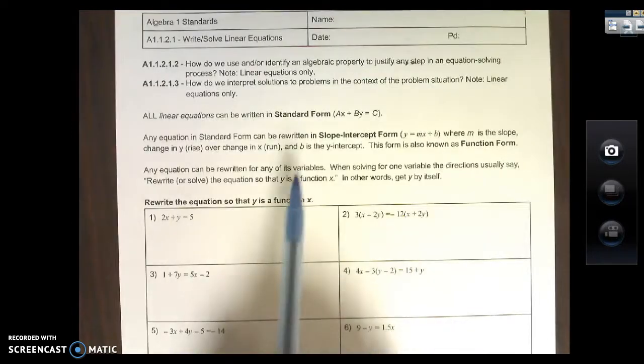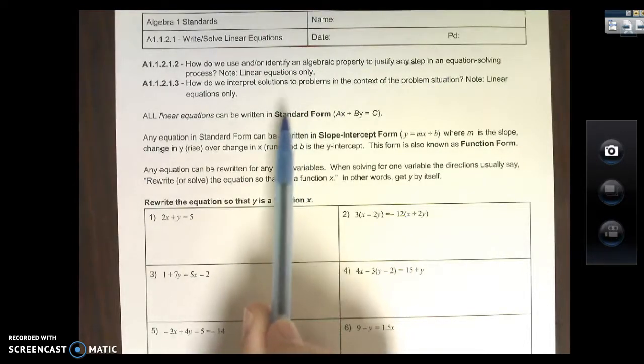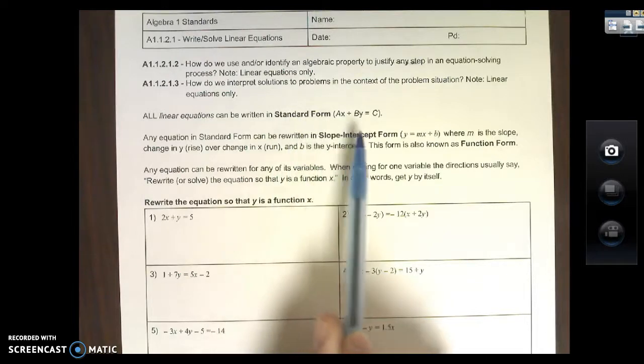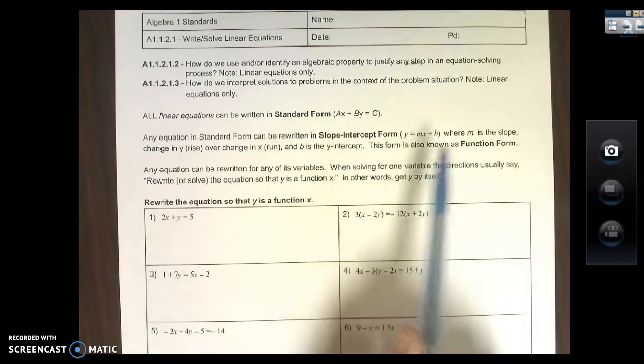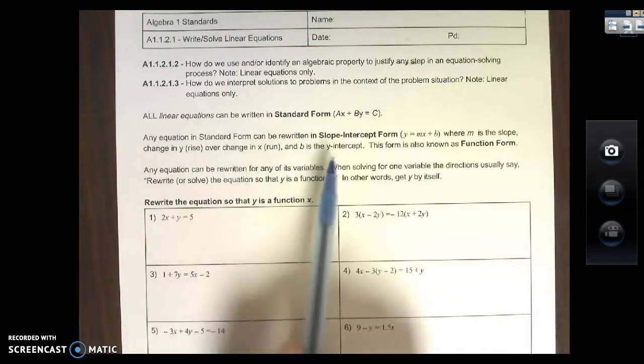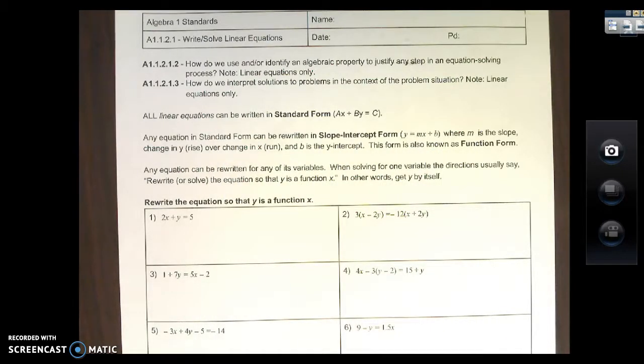Real important to point out, though, are these two important forms. Standard form, ax plus by equals c, and slope-intercept form, y equals mx plus b, where m is the slope and b is your y-intercept. These two forms, if I'm not mistaken, are on your equation sheet. So you will have a formula sheet when you take a look at your Keystone.